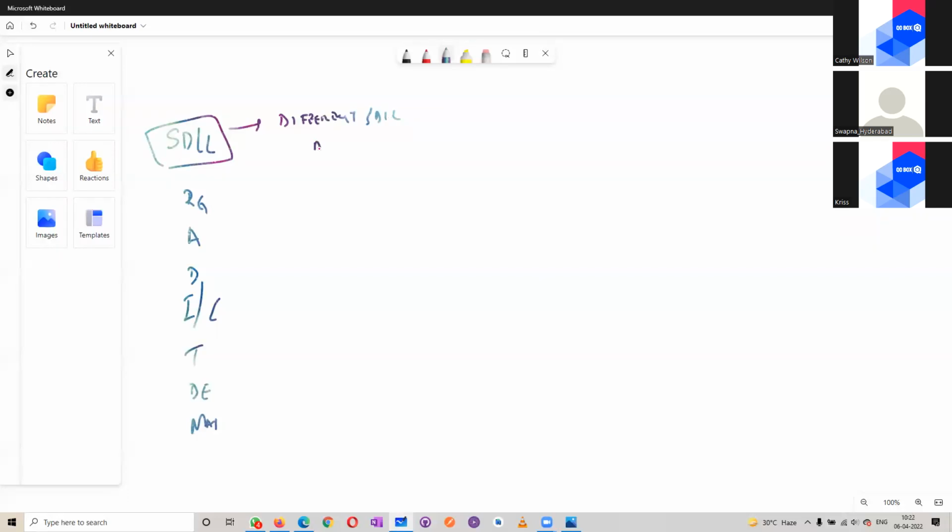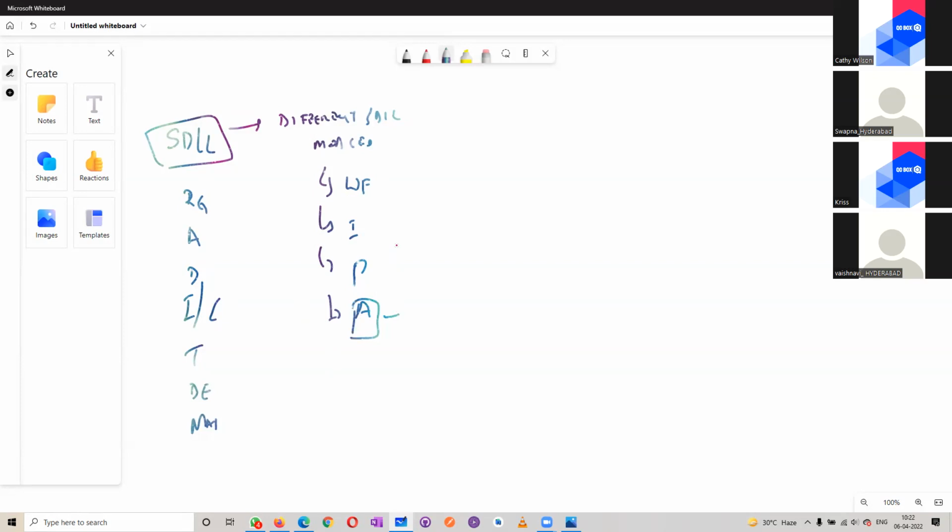What are the different types of SDLC models we have looked at? First is the waterfall model, the incremental model, the prototype model, and agile. Actually, agile should be last. We have seen waterfall, incremental, and prototype, and here we want to see two other models: the RAD model and the V model. Only after all these does Agile come into the picture.